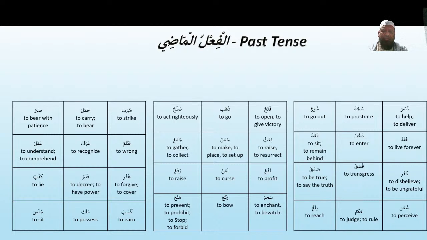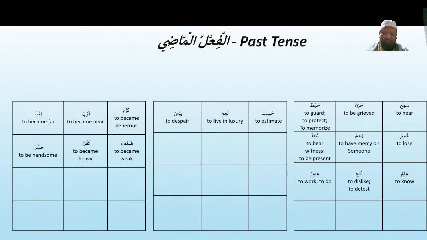Second group, this is the fataha group, and all these verbs come from this group. And the third group is daraba group, and all these verbs come from this group. Fourth is the sami'a group, the fifth is hasiba, and the sixth is karuma.